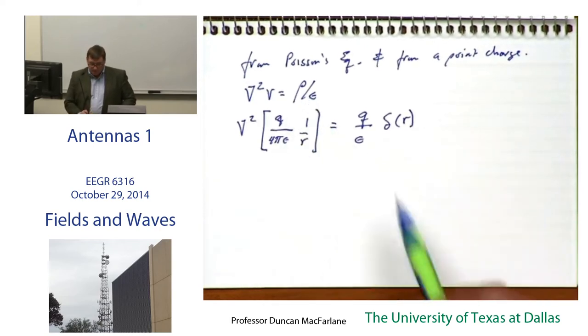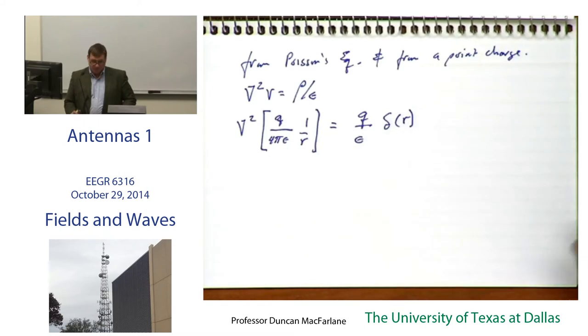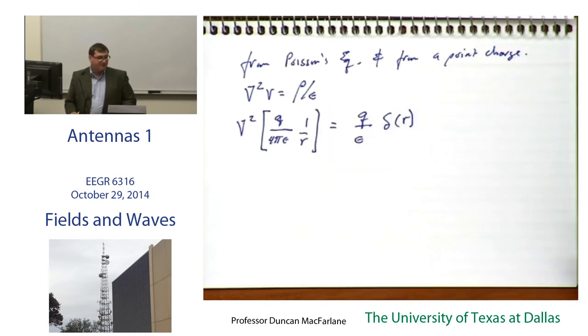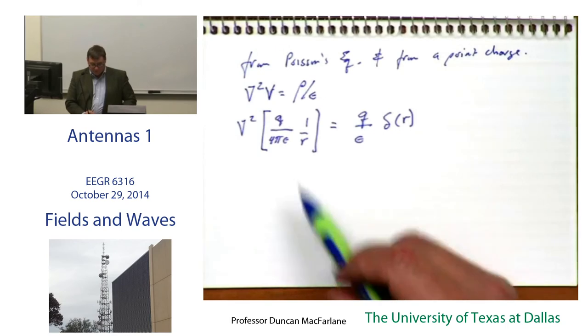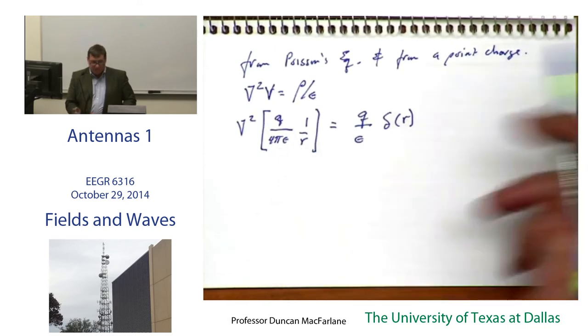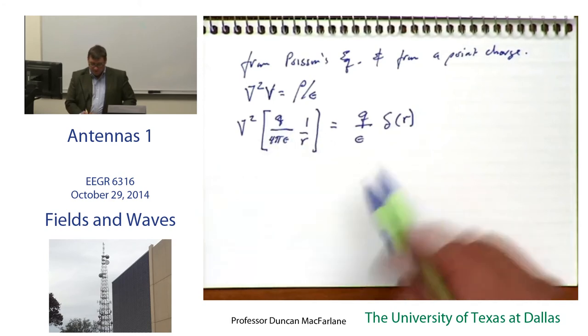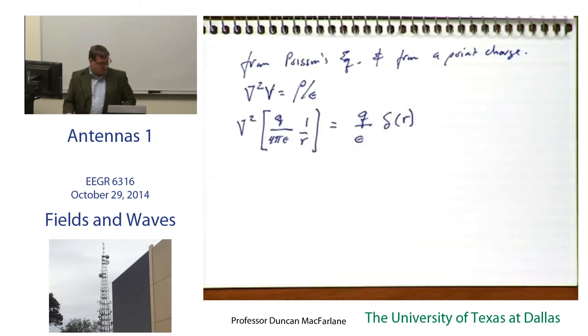So on the right-hand side, I wrote my point charge as a delta function. The strength of that point charge is Q, and then I have a 1 over epsilon there. And I also know that the voltage due to a point charge is Q over 4 pi epsilon R. So del squared of this has to equal Q over epsilon times delta of R.